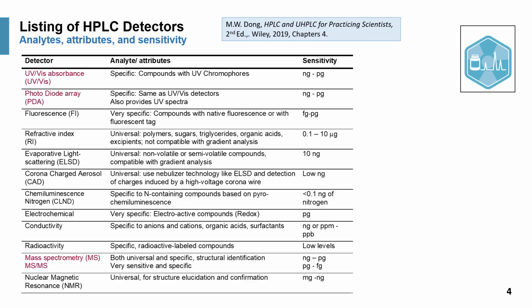Here's a listing of all the HPLC detectors, and as you see, that is a pretty big list from UV detector, diode detector, all the way to NMR and mass spectrometry. And we will actually discuss the one highlighted in red. The table actually summarizes the analytes of each detector type, the property or attribute, and also their sensitivity.